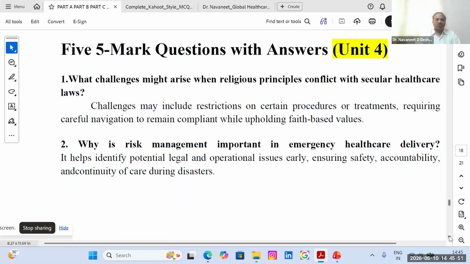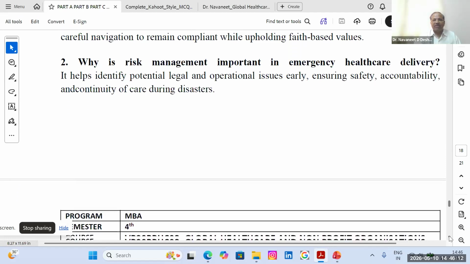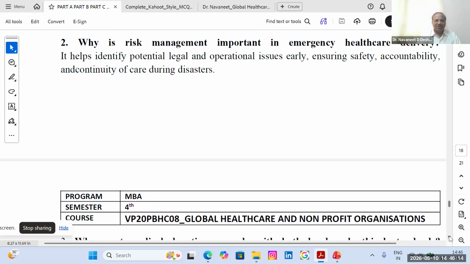Unit 4, the first question is, what challenges might arise when religious principles conflict with secular healthcare laws? The challenges may include restrictions on certain procedures or treatments requiring careful navigation to remain compliant while upholding the faith-based values. Why is risk management important in emergency healthcare delivery? It helps to identify the potential legal and operational issues early, ensuring safety, accountability, and continuity of care during disasters. So, risk management becomes important.